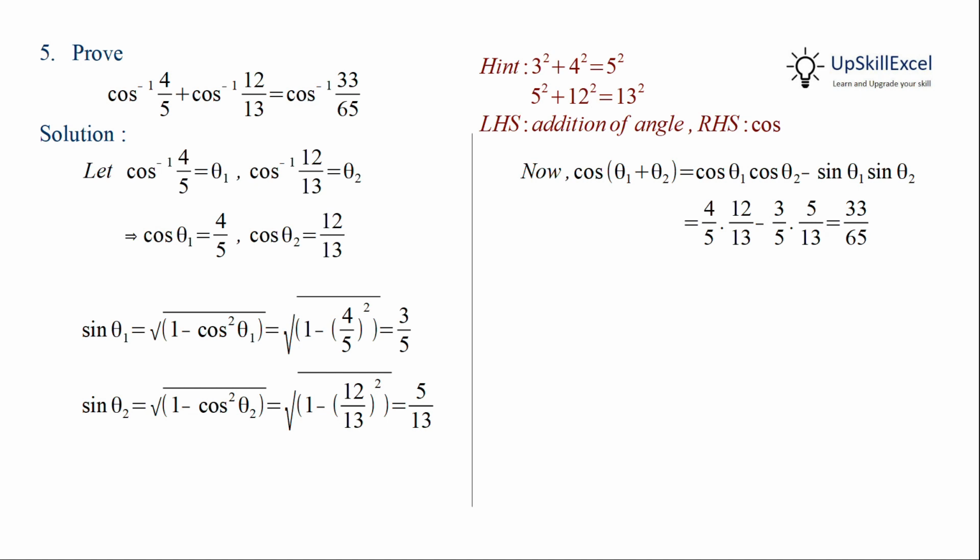If we take cos inverse on both sides, we get theta 1 plus theta 2 is equal to cos inverse 33 by 65. We know the value of theta 1 and theta 2 from our assumption. On substitution, we get cos inverse 4 by 5 plus cos inverse 12 by 13. Hence, cos inverse 33 by 65 is equal to cos inverse 4 by 5 plus cos inverse of 12 by 13.